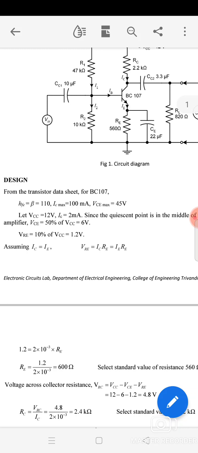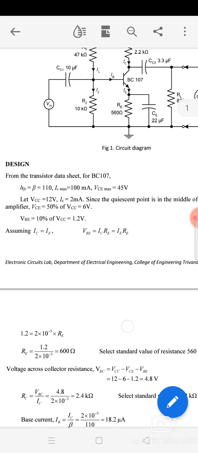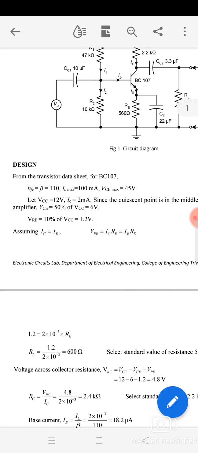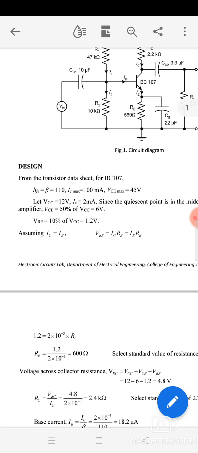So VC is equal to 6 volts. So that is 50% of VCC. Those are the considerations for the amplifier circuit. Then only you will design the other component values in the amplifier circuit. So these are the common factors considered for the amplifier circuit operations.